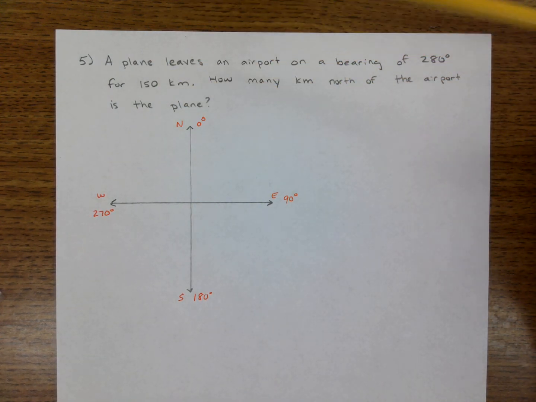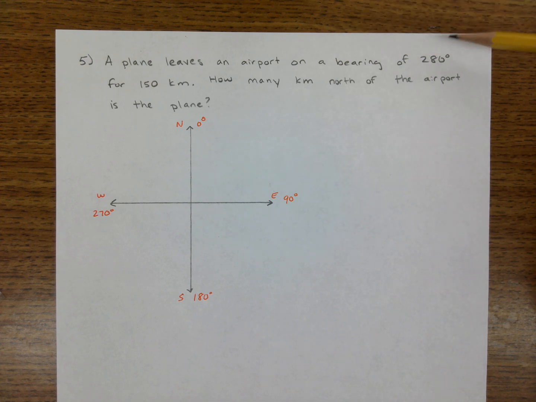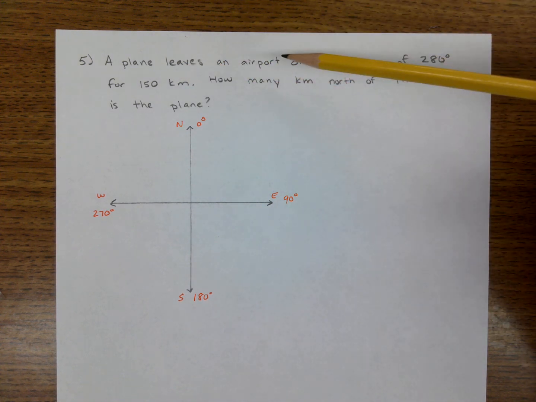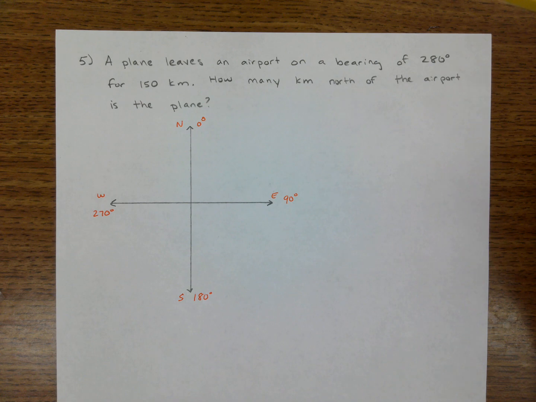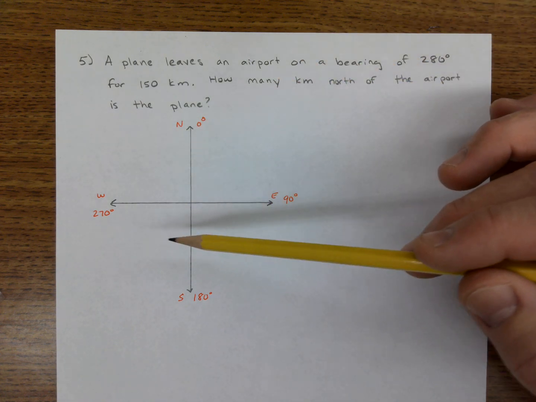It says a plane leaves an airport on a bearing of 280 degrees for 150 kilometers. How many kilometers north of the airport is the plane? So the key to these problems is to draw a neat picture.